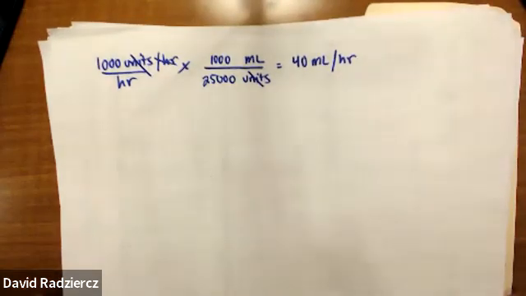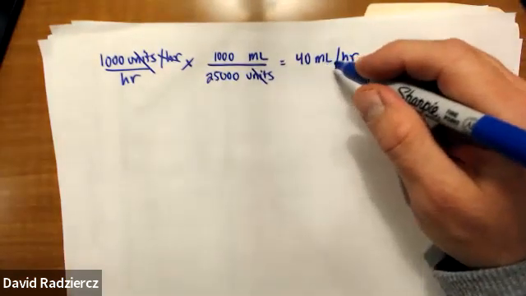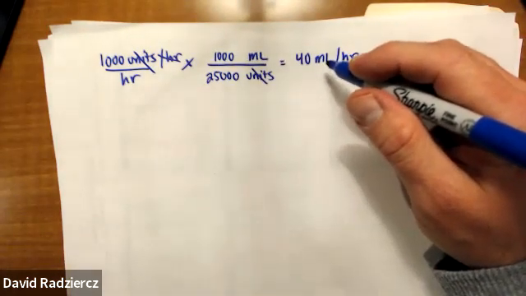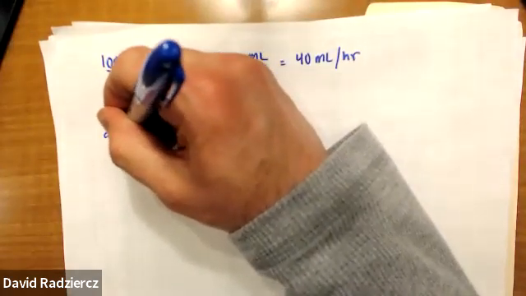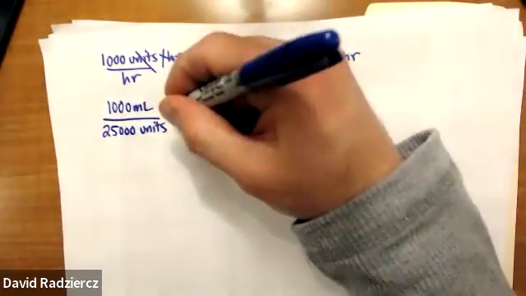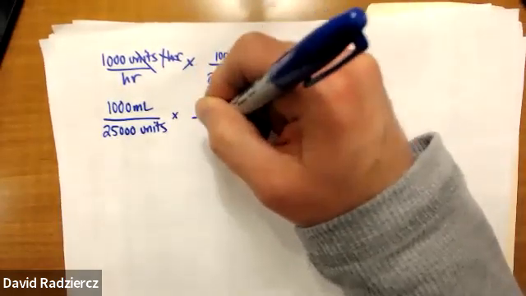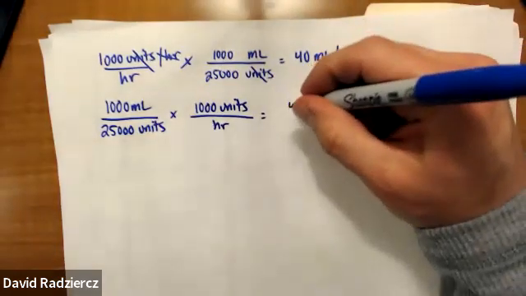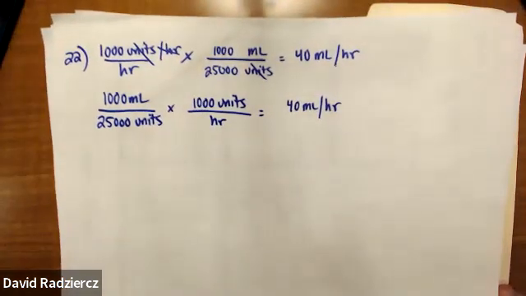The alternative way of doing this question is to start with what you're looking for: milliliters per hour. So you want milliliters in the numerator. So you start off with your IV bag of 1,000 milliliters, and it contains 25,000 units of heparin. Those two numbers need to stay together. Then you multiply by the infusion rate, whatever that happens to be, and that will give you the same answer of 40 milliliters per hour. So again, this is question 22 on the practice test for 220, 230.